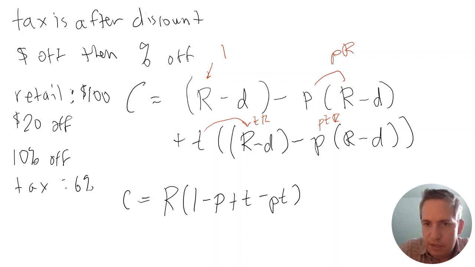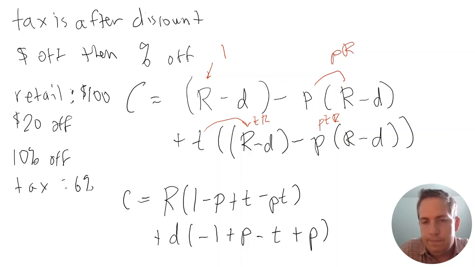Then I've got the D, the discount's actually going to be multiplied by a bunch of stuff. So that's going to be plus D times, I've got -1, I've got plus P, I've got minus T, and then I've got plus PT. And so what happens then is that I can actually use this formula right here. I don't have to plug it into this top piece, and that will end up giving it to me.